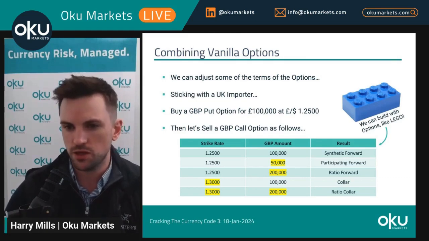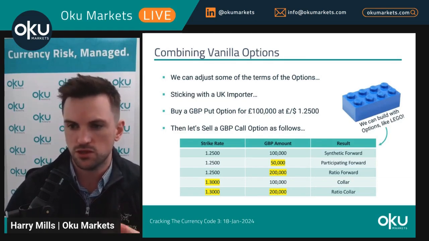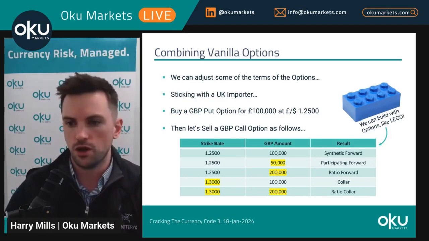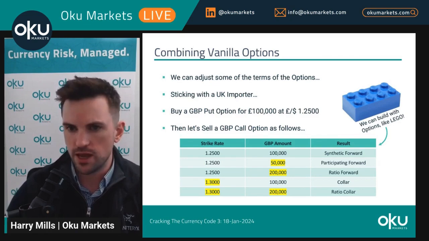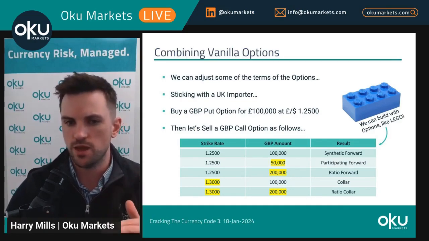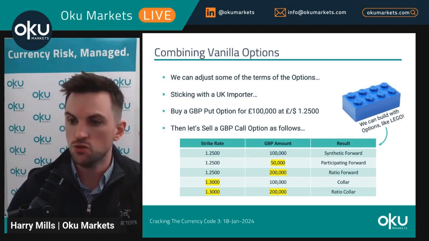Now that 50 could be 40, 60, 70, 30, whatever you want it to be. But the point is we can start to bring in these contracts where we have a lower obligation compared to the protection. That's a participating forward. So what if we keep the strike rate the same on the sold call, 125, and that 100,000 notional on the call option, instead of reducing it to 50, we make it, say, 150 or 200.